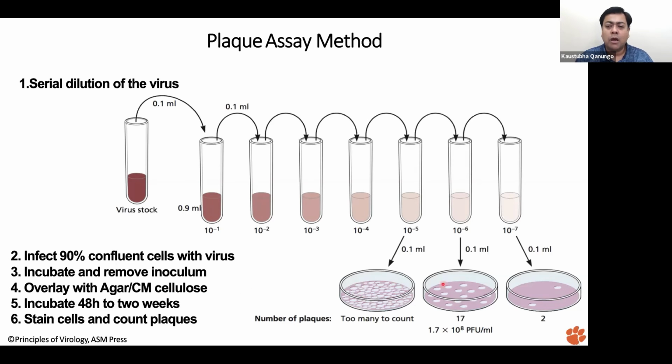So once we cover all of them, we incubate them for 48 hours up to 2 weeks, depending upon the virulence of the virus. Some of them form plaques very fast, some take much more time. Then we stain these cells, usually with crystal violet, and count the plaques. From those, you can easily find the plaques. Usually we count plaques between 10 and 100. Again, 100 is also too much. We tend to count between 10 and 30 plaques per plate, which is statistically very good data.